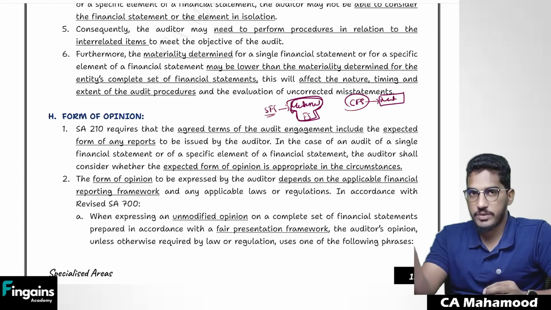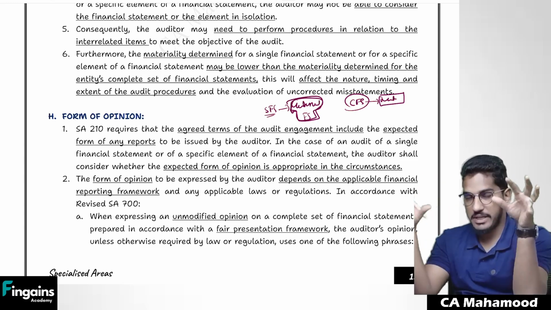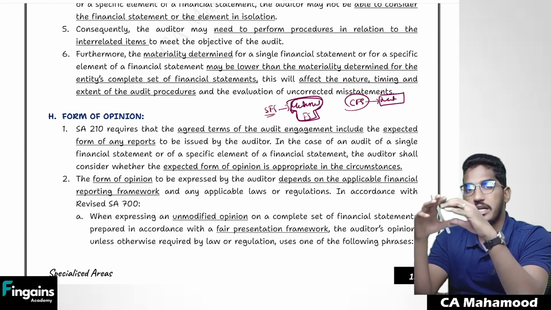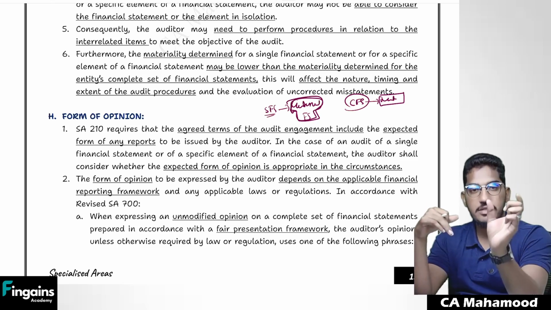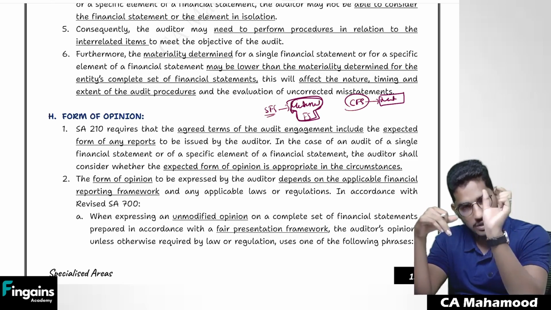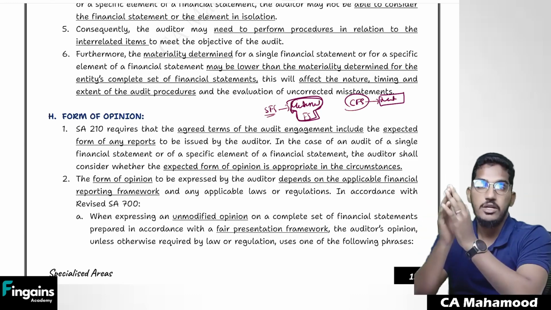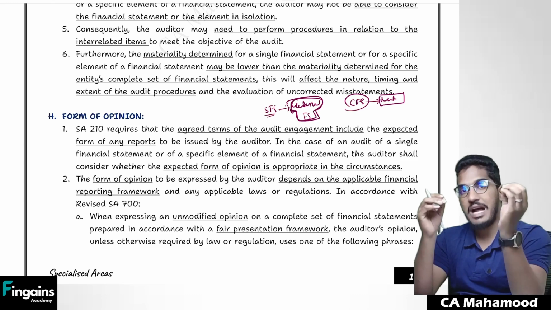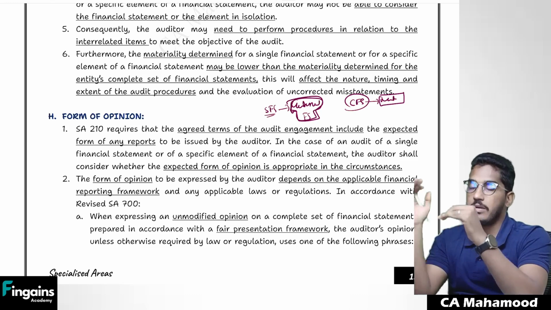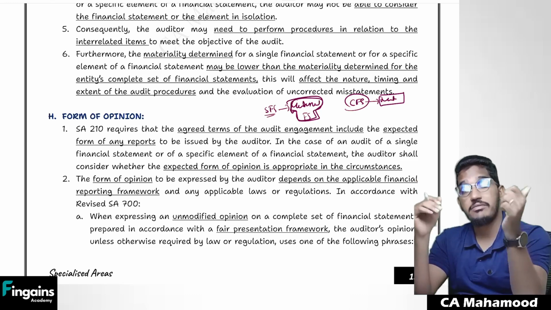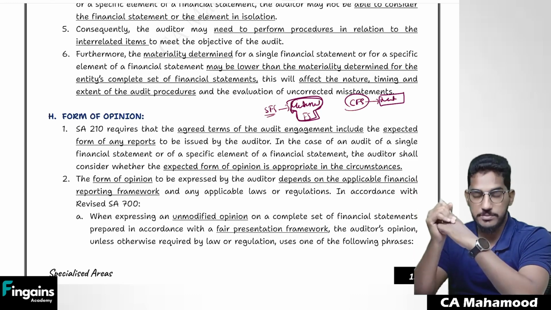It is quite obvious. When we are conducting audit of the entire financial statements, we decide materiality for the financial statements as a whole. In case I am conducting audit of one single financial statement, I decide materiality only with regard to that single financial statement. So that's why whatever materiality level we decide for a single financial statement will be far lower when compared with the materiality level we have decided for the complete set of financial statements.